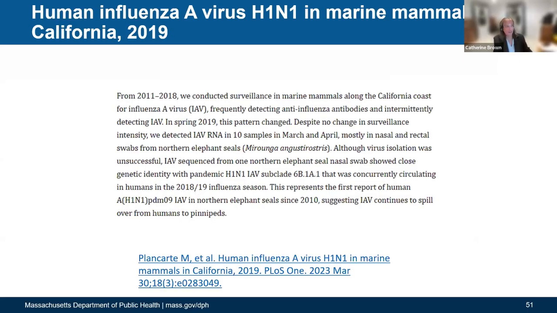And then because those examples I showed you were all a little bit older, I also just wanted to show you that these things are still happening, right? And so this is a paper with data from 2011 to 2018, and they're continuing to show influenza from people, this time into marine mammals.